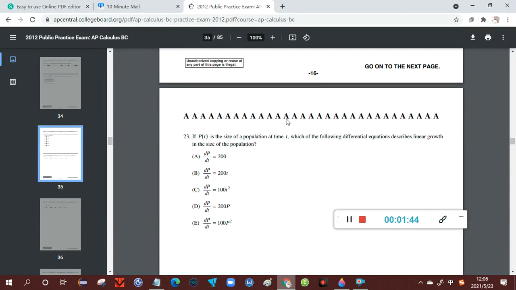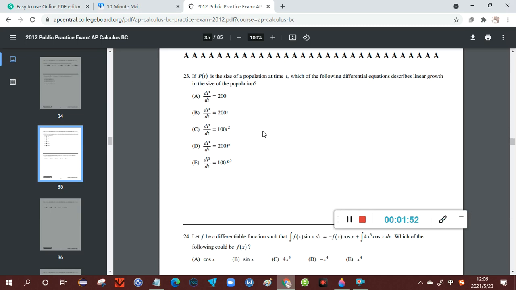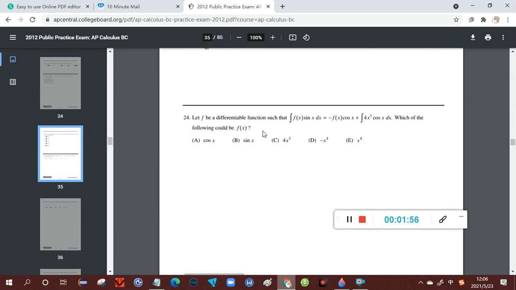Now let's look at 23. 23 is an easy problem because it is linear growth. Therefore, only 200 is linear, so the answer is A. B is quadratic, not linear. Therefore, only A is correct.